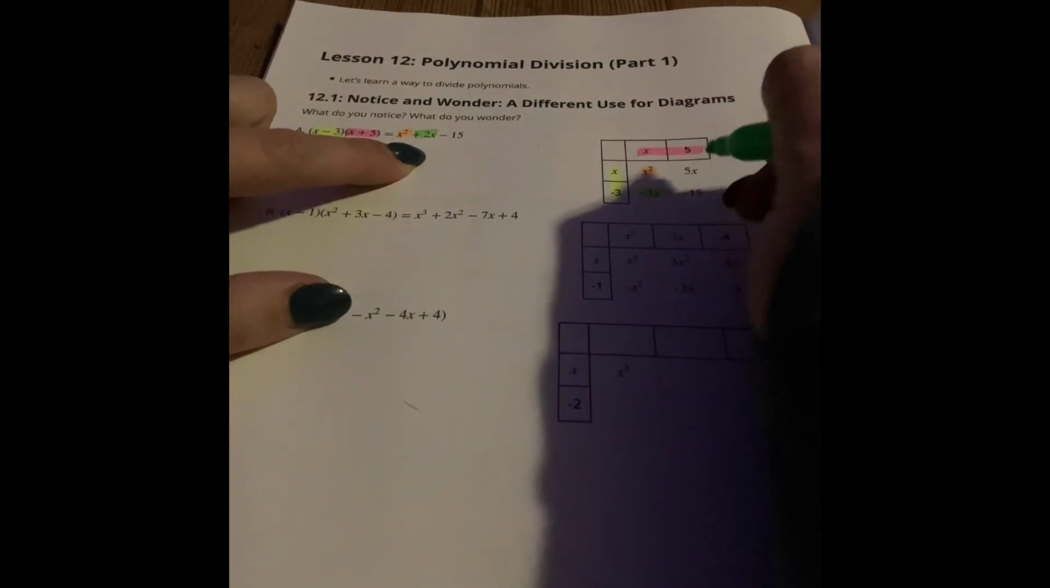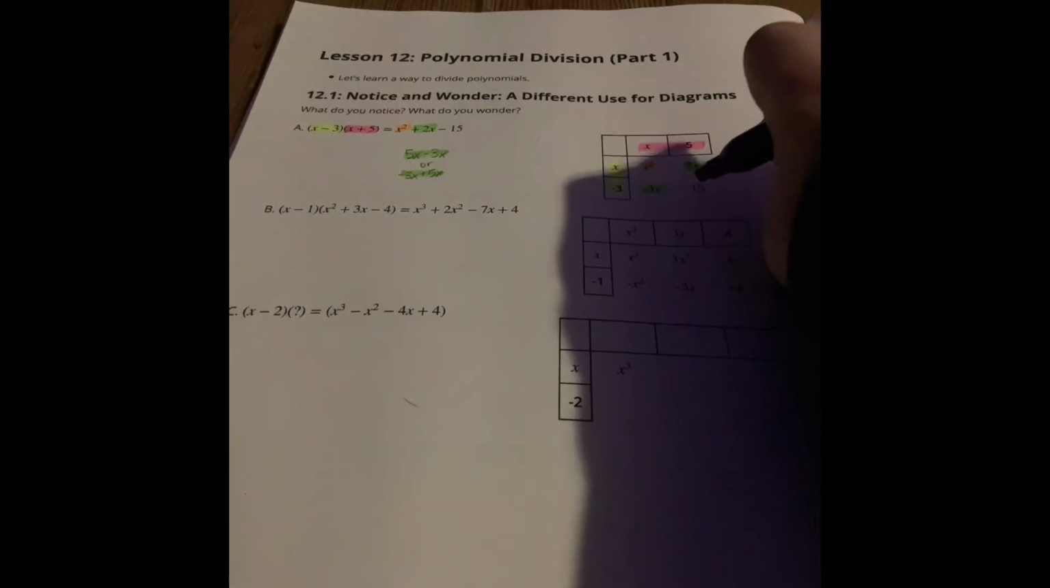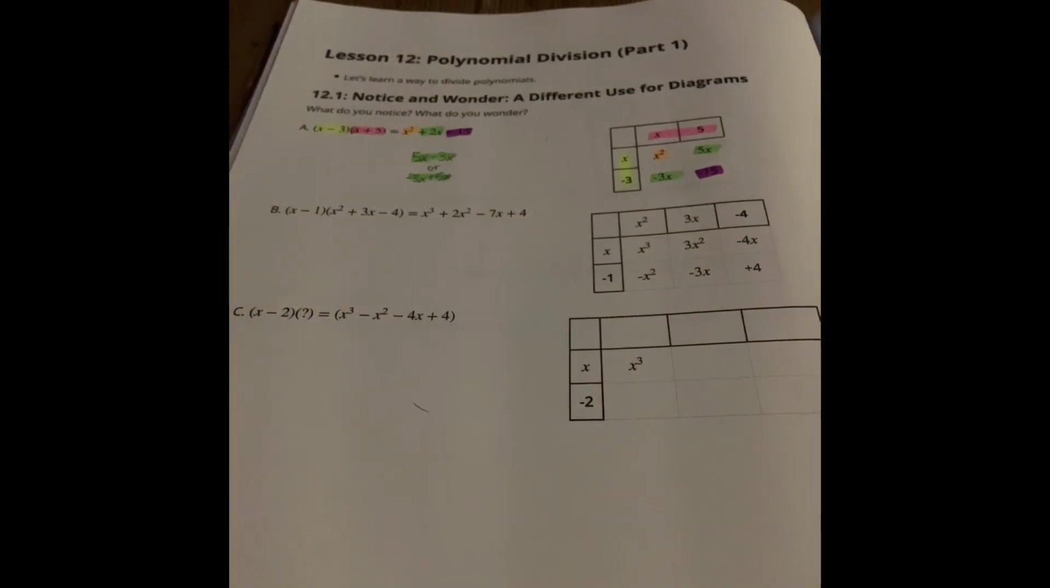This 2x is going to come from when we combine like terms. So negative 3x plus 5x. So you have 5x minus 3x, or if you wrote it negative 3x plus 5x, that is what gives you that 2x. And I'm going to highlight these the same color just so you can see. And then lastly, we get that positive 5 times negative 3 is our negative 15, and that cannot be combined with anything.